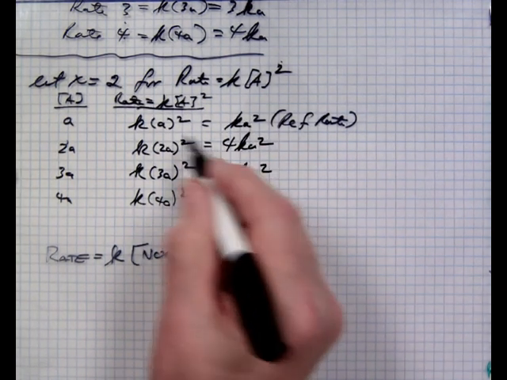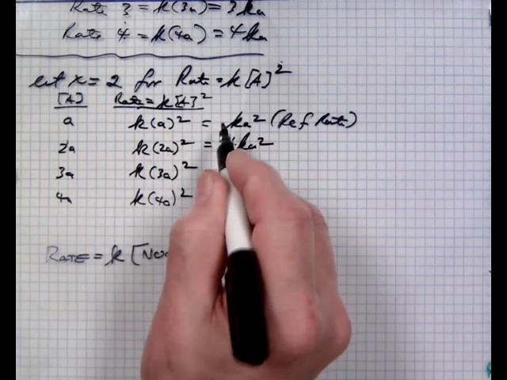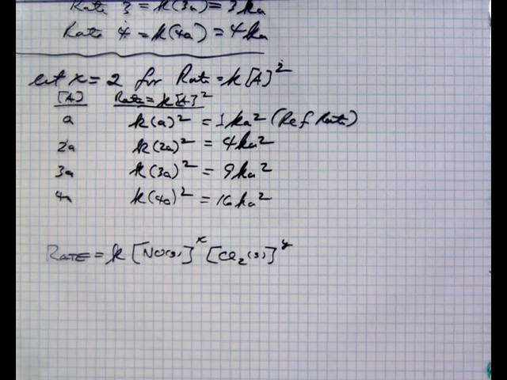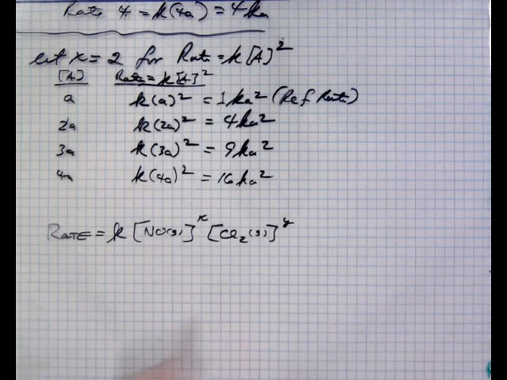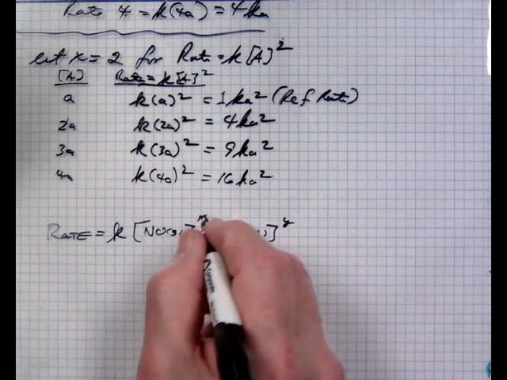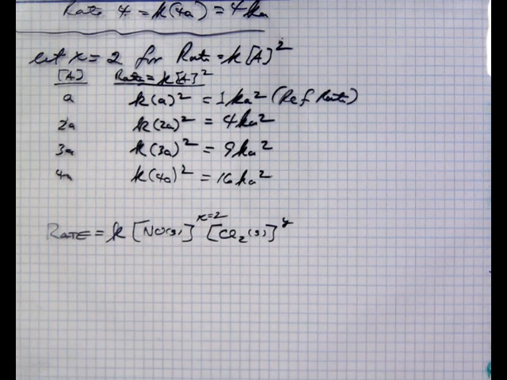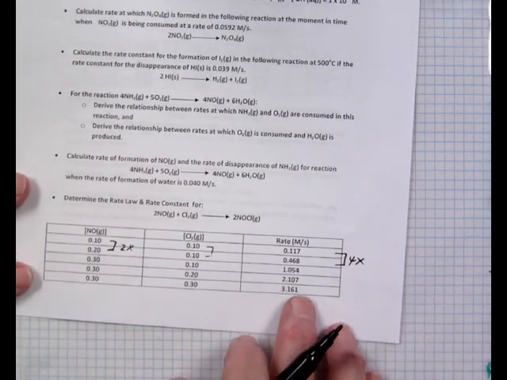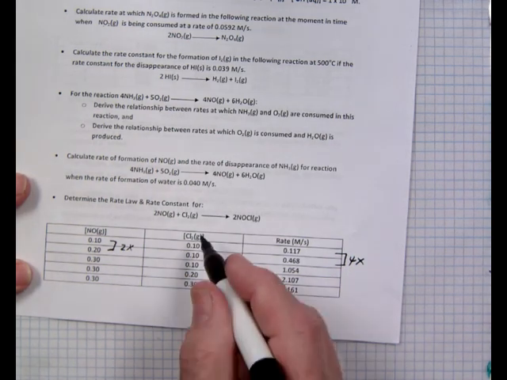If you double the concentration and the rate goes to 4 times, then you draw your conclusion. We did NO, so that is now a 2 in there. That's all you do. Now we want to hold the other component constant and vary this one.